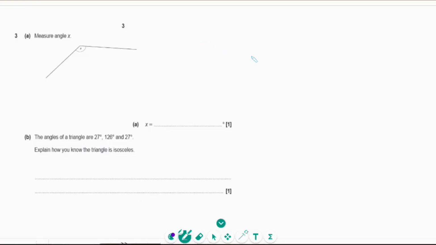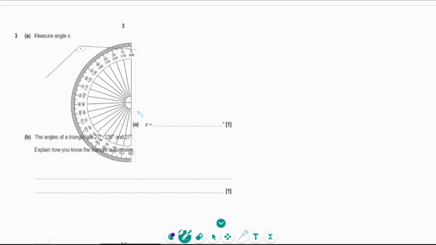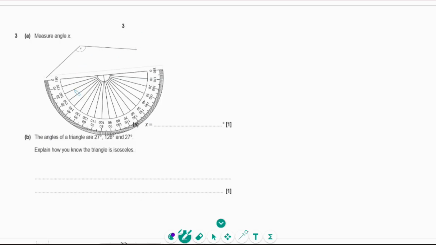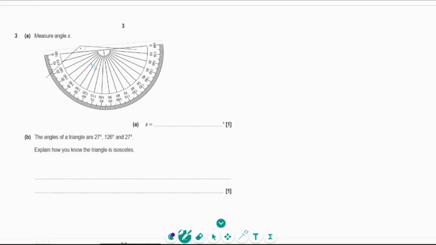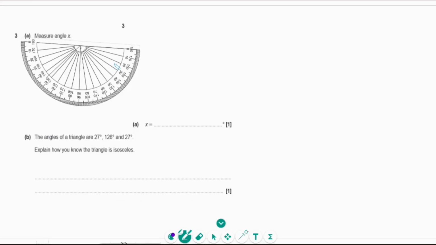Okay, question 3a, measure the angle x. We need a protractor for this. So first of all, you need to line up the protractor correctly. Now your 0 might be on the outside, so you have to follow the outside numbers. My 0 is on the inside, so I'm going to follow the inside numbers. So if we have a look, 134 degrees.